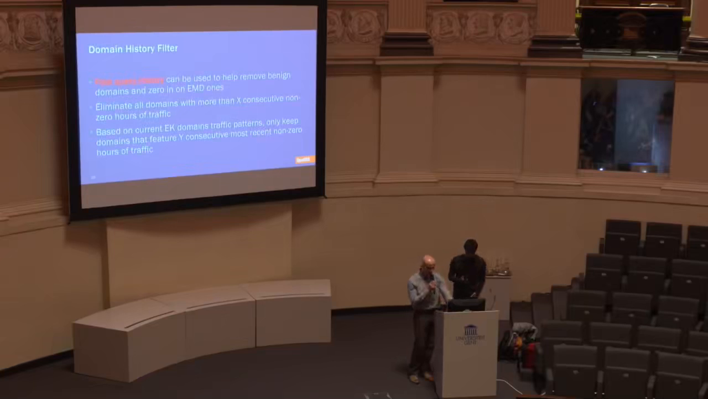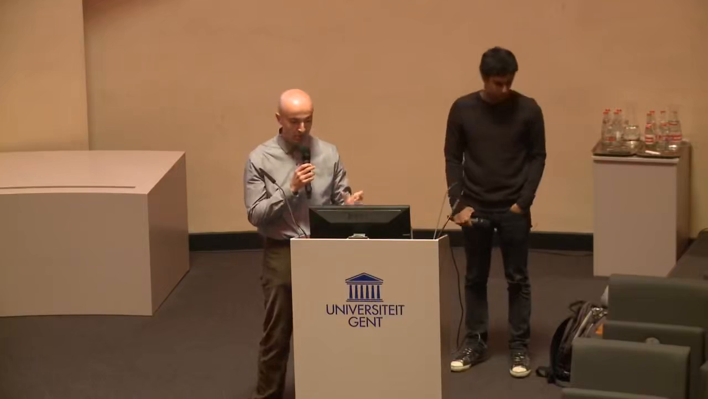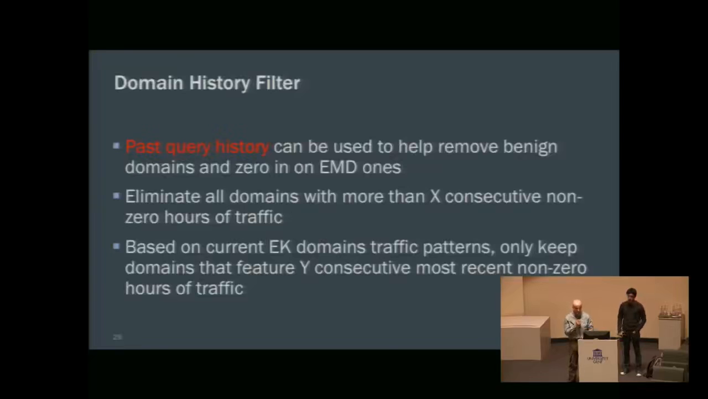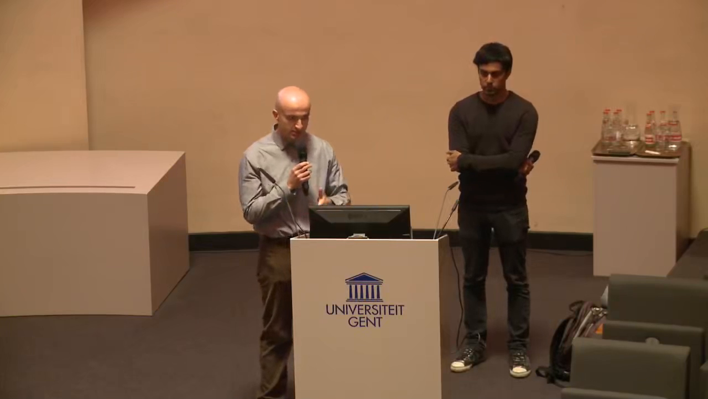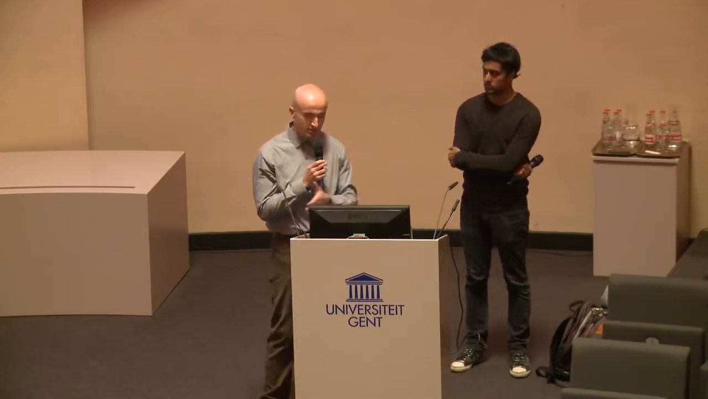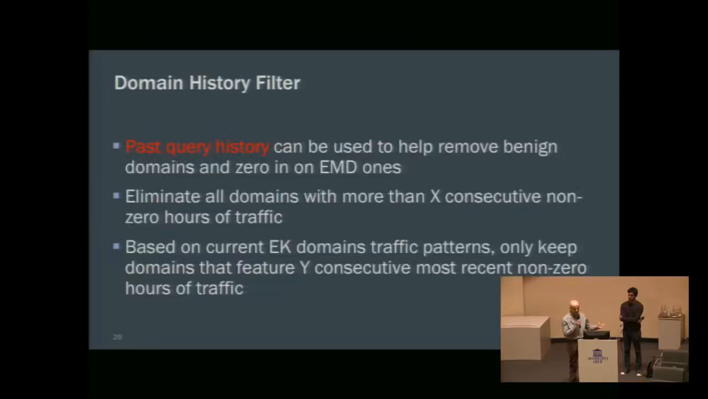Now, having said that, remember in the block diagram, we showed that we have the spike algorithm that looks at surges in traffic between 2 hours. So when we extract those domains, before we do the Q-type filter, we apply what we call a domain history filter. This one is trying to separate benign domains from domains involved in malware distribution. What we first do is eliminate anything that has more than X consecutive non-zero hours of traffic. That eliminates all of the domains that had past history.